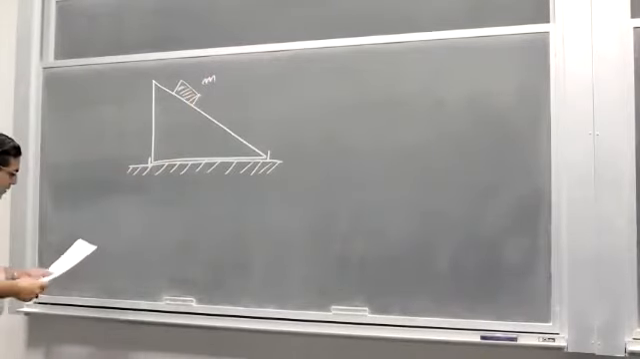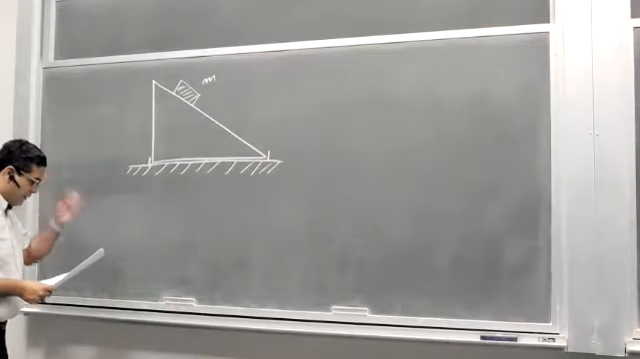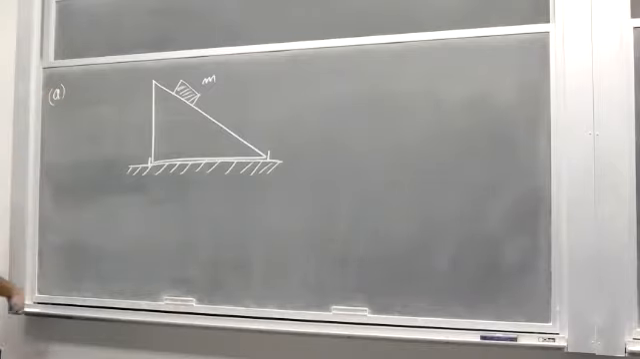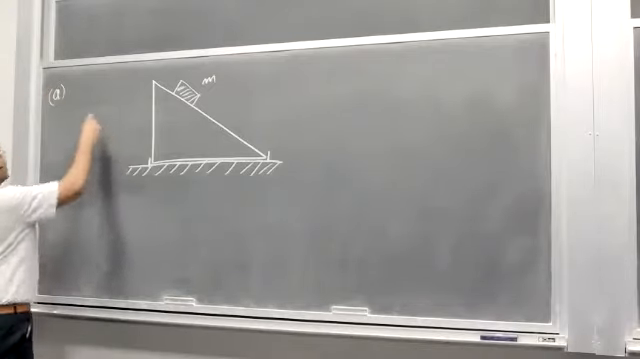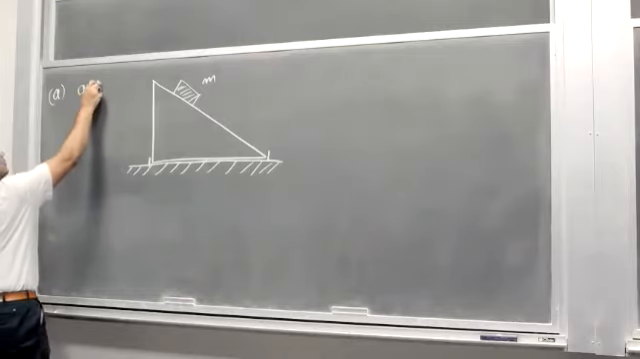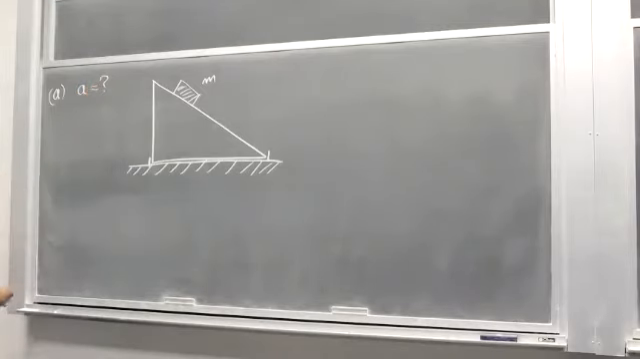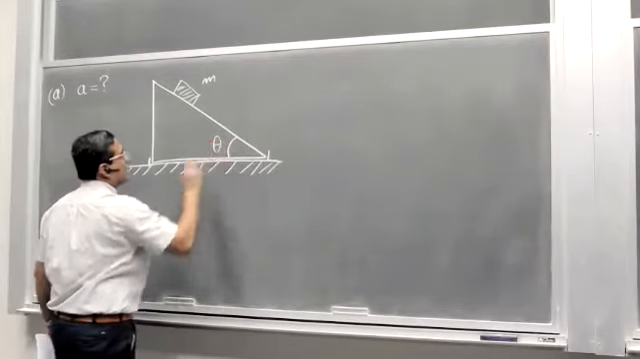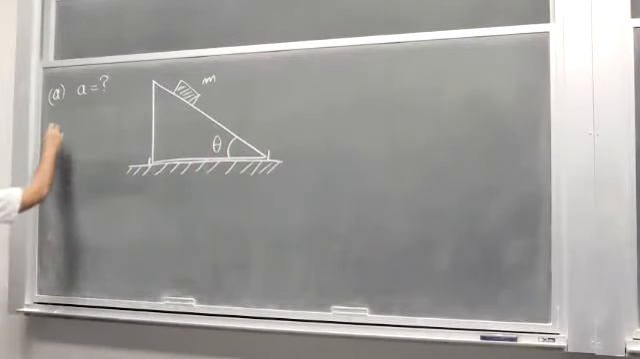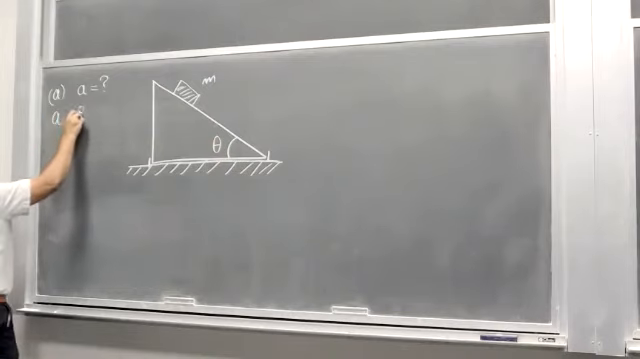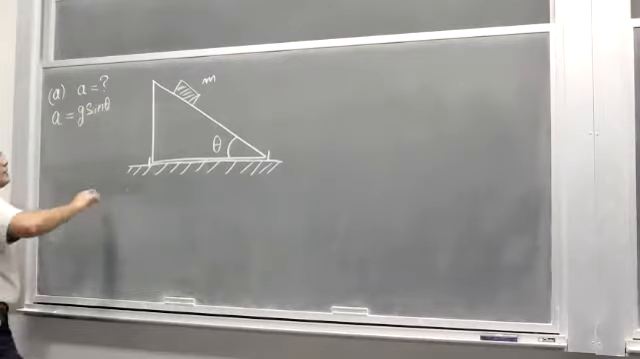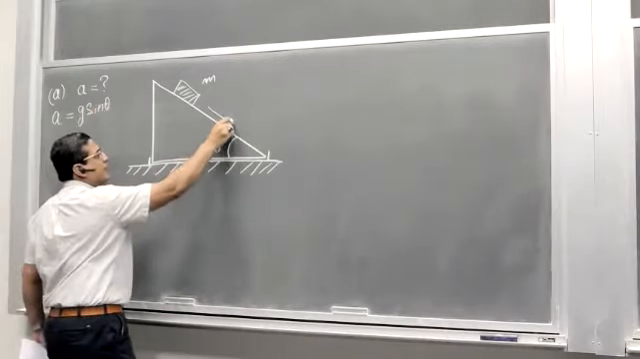Now, the first part sounds trivial, and it is. The A part asks to just find the acceleration of the block. Most of you probably remember the answer without even solving it. If this angle is theta, then the acceleration is simply g sine theta in this direction.